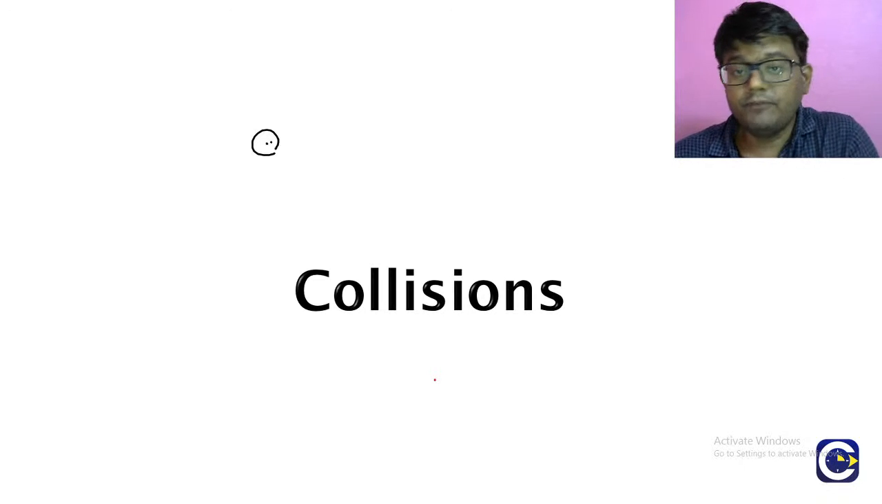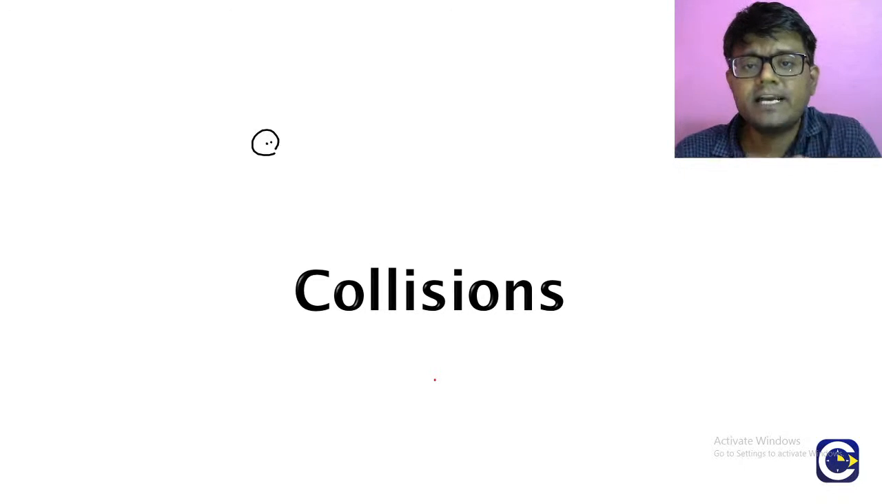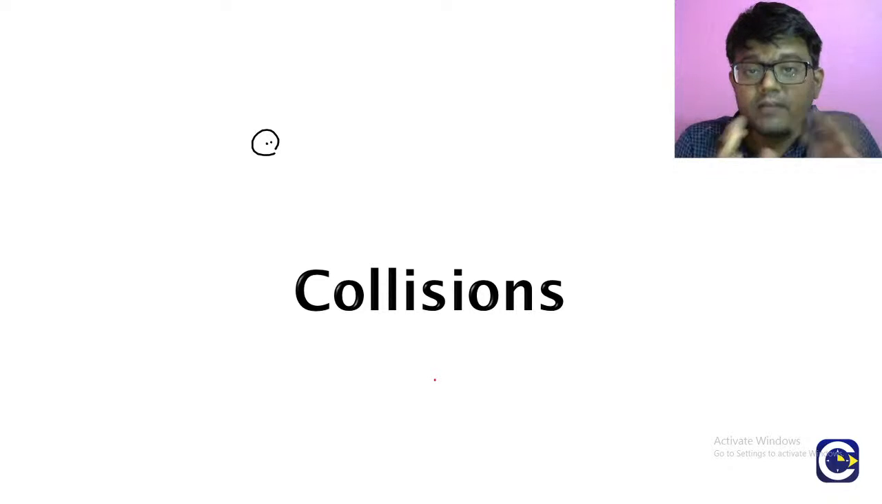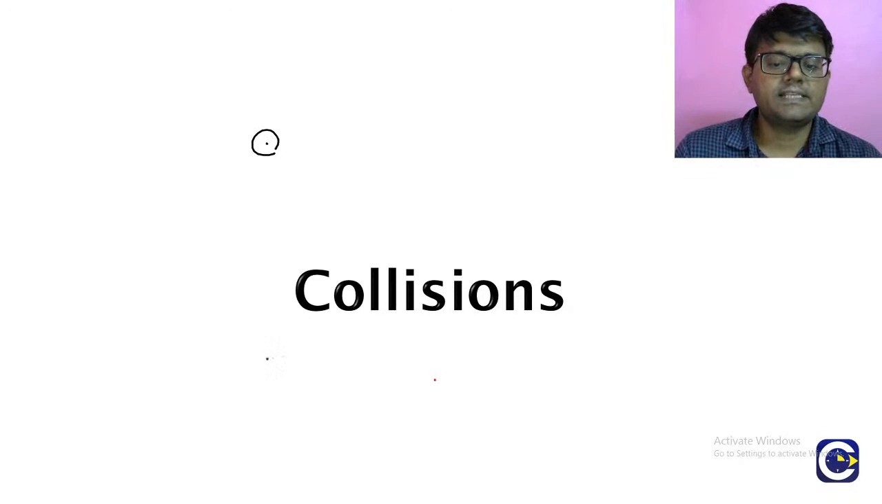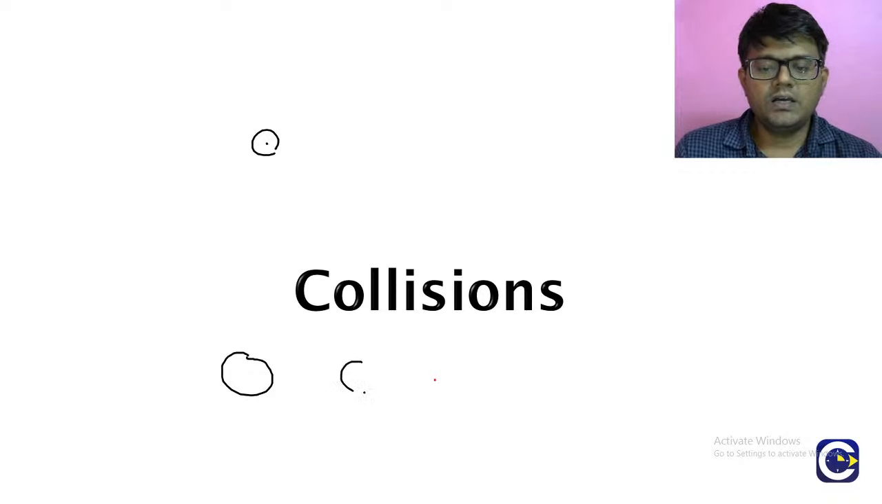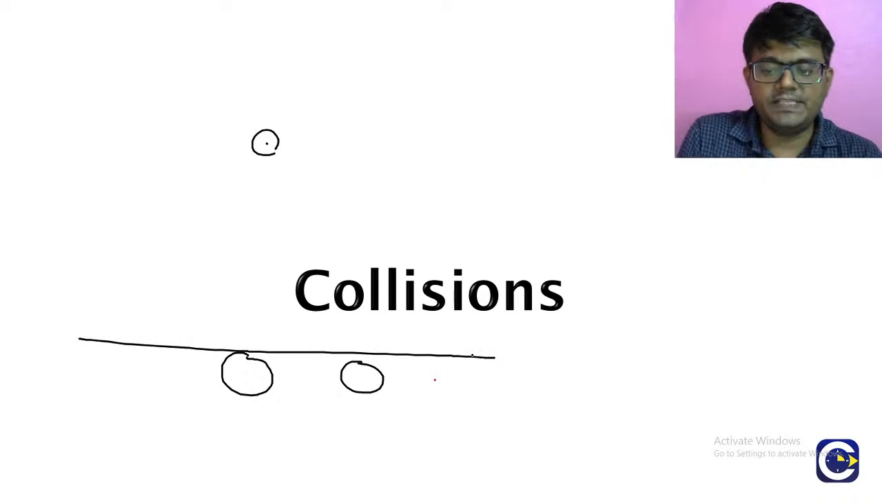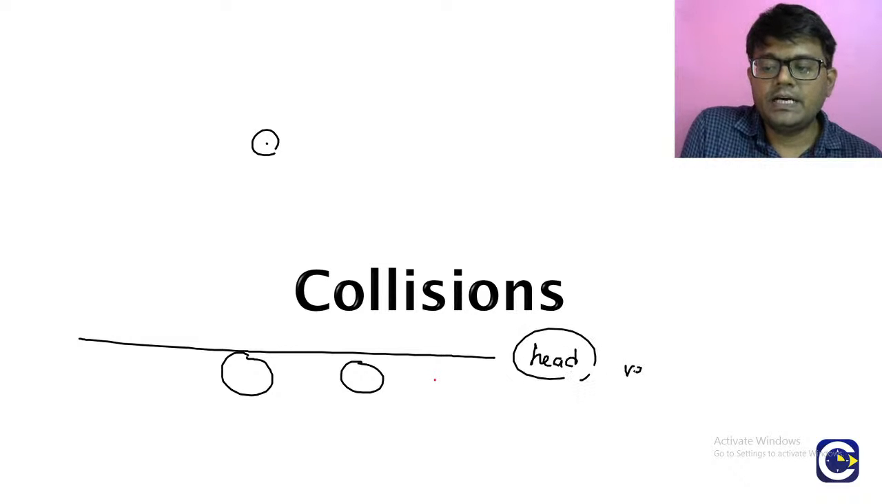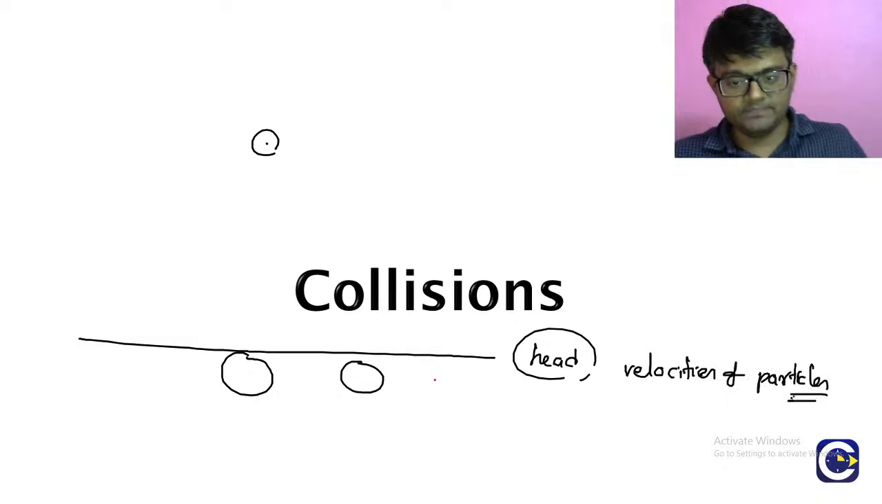But before that, we need to understand the fundamental difference between a head-on collision and an oblique collision. Head-on means, remember what we said, the particles or objects involved in the collision have their velocities confined to a line. In case of the head-on collision, the velocities of particles will be confined to a line.